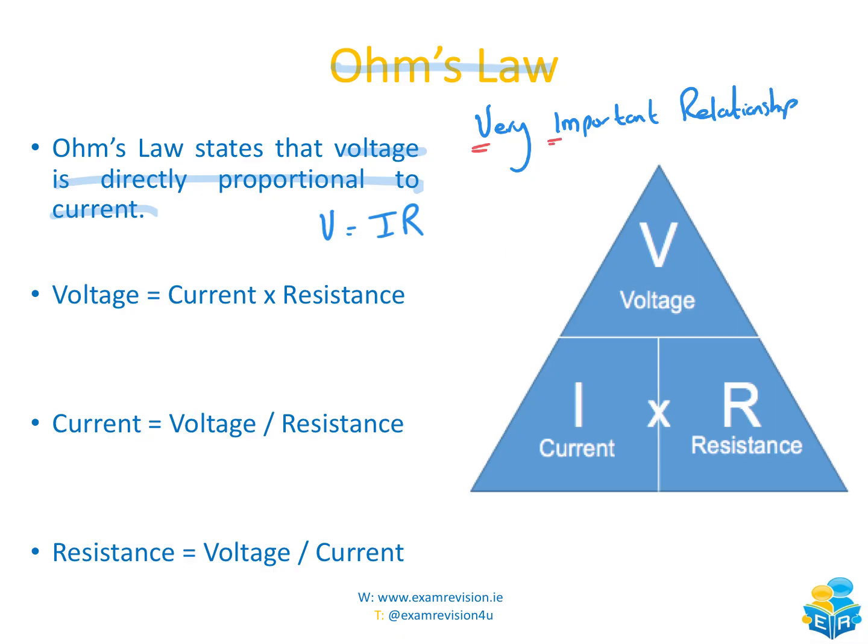So very important relationship. So V stands for voltage, I is current, and R is resistance.